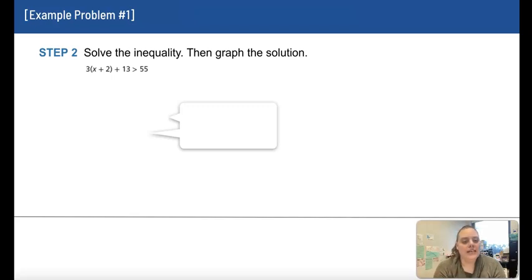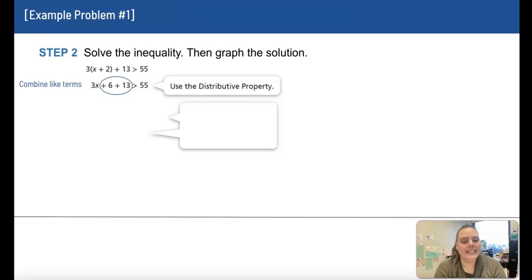So here again is our starting position. The first thing we want to do is distribute 3 to the x and the 2. So 3 times x is how we get 3x, and 3 times 2 is how we get 6. So we've gotten rid of our parentheses. From here, we want to combine like terms. In this case, we have a 6 and a 13, which will add together to get 19. So now we have 3x plus 19 is greater than 55.